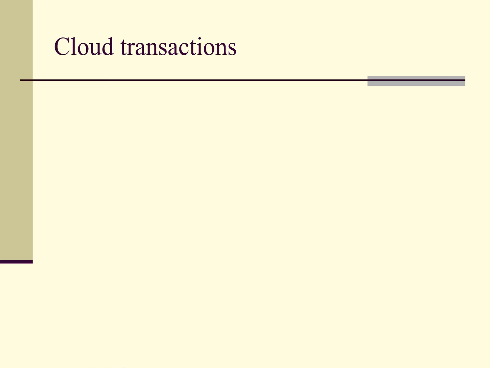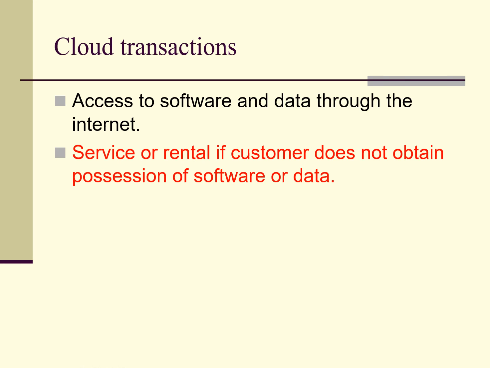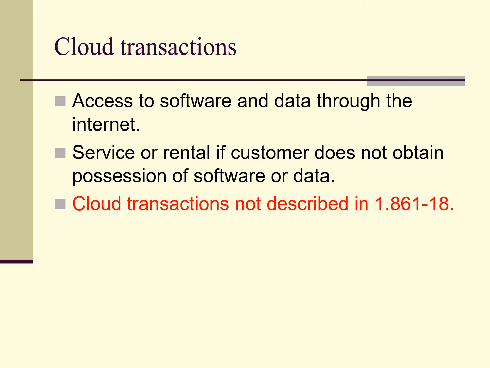Let us now turn to the classification of cloud transactions. Ordinarily, cloud transactions include access to software and data through the internet. In general, where the customer does not obtain possession of the software or data, such a cloud transaction may be classified as services or rentals. It should be noted that cloud transactions, including online services provided through online access to software, are not described in the regulations at Reg 1.861-18.